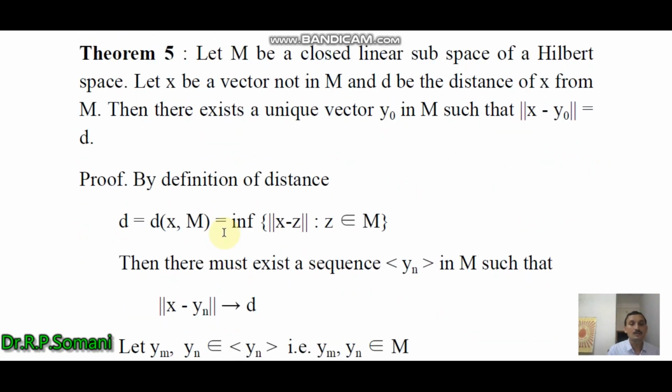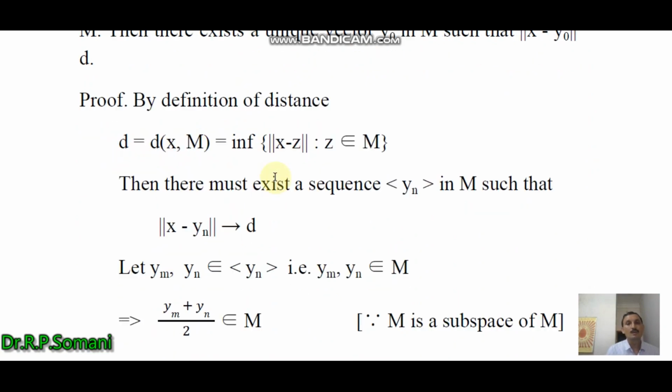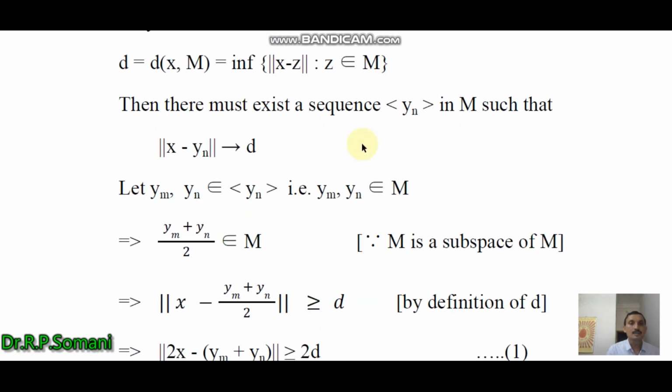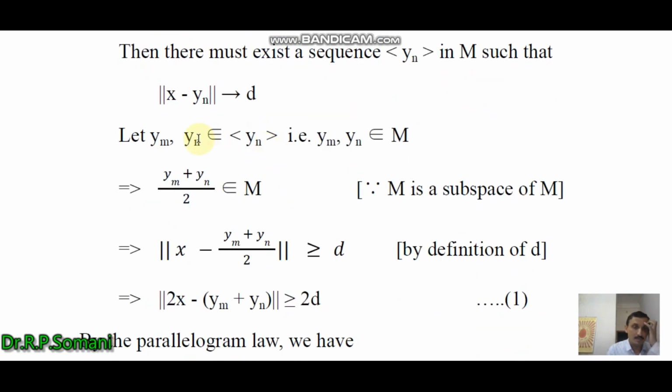Now by definition of the distance, d equals d(x, M), which is the infimum of norm x minus z such that z belongs to M. Then there must exist a sequence yn in M such that norm of x minus yn tends to d. Now let ym, yn belong to the sequence; that is, ym, yn belong to M. Then this implies (ym plus yn)/2 belongs to M, because M is a subspace and this is a convex set.